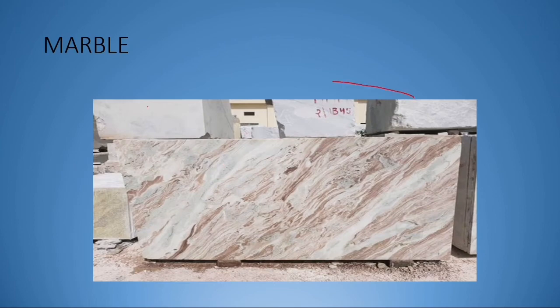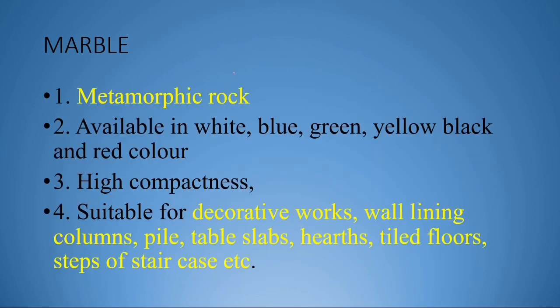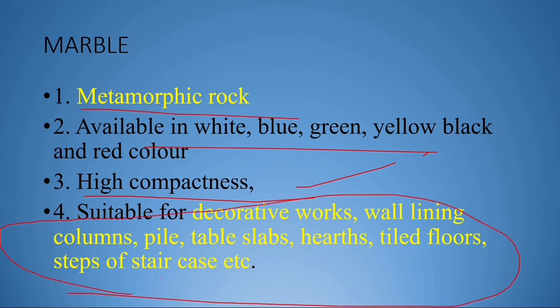Oh, marble. This you know very well. It is a metamorphic rock. This you should know. Available in white and blue color. Okay, this is not important. The compactness is very high. Yes, you can tell it directly. Suitable for decorative works, wall lining, columns, pillar tables, hearths, tile floors, and steps of staircases. Okay, so you know all this, as you have seen marble.